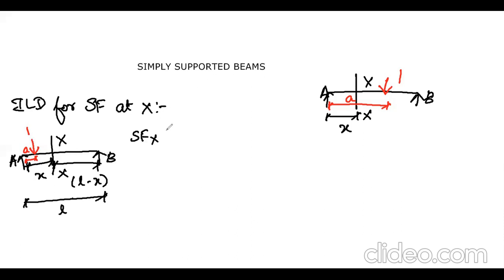So the shear force at X will be what? It will be RB, but the value will be minus. Minus RB because right upward is negative. In the shear force sign convention, right upward is negative. So minus RB. We have already found the value of RB as a by L. So the shear force at X will be minus a by L.